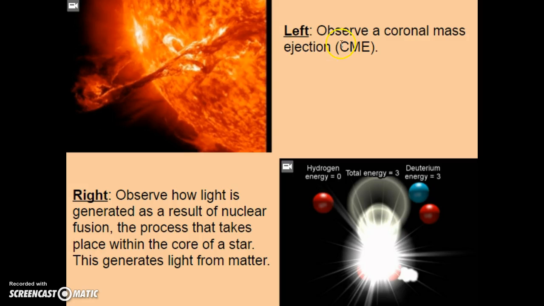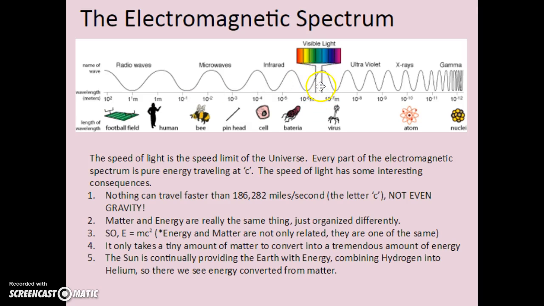So here we can take a look. I want you to watch the video. This is a cool video on coronal mass ejections. And this is an explanation of how nuclear fusion takes place. You can watch these on your own time. But essentially, now that we have sunlight, we can take a look at the consequences as to what that means for the universe.